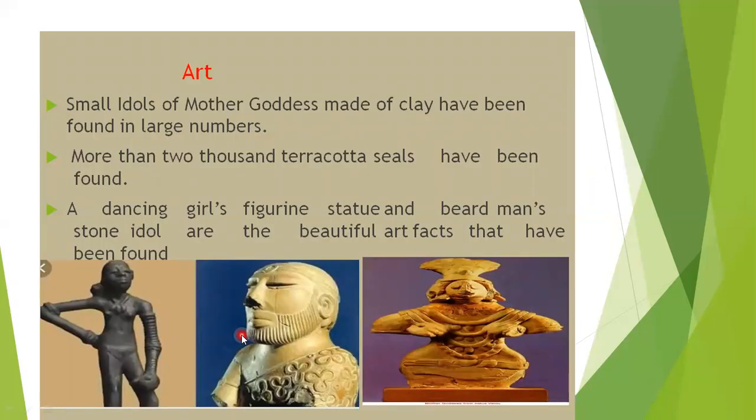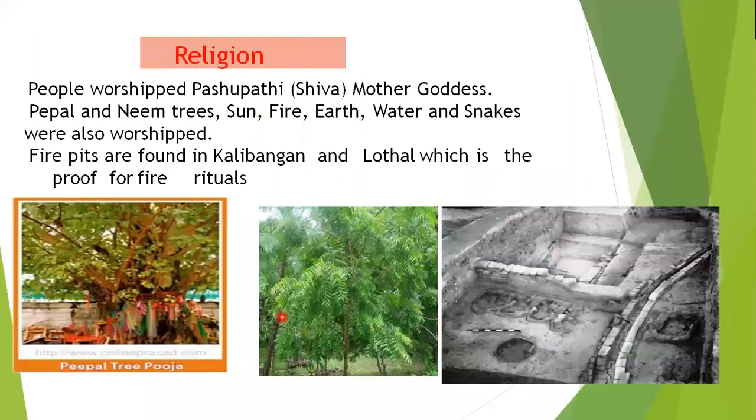Next, art. Small idols of mother goddesses made of clay have been found in large numbers. And more than 2,000 terracotta seals have been found in the Harappa civilization. And the dancing girl figurine and a statue of a bearded man, stone idols, are beautiful art found in this region.